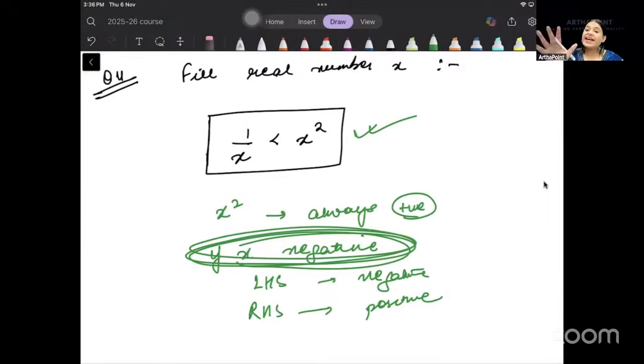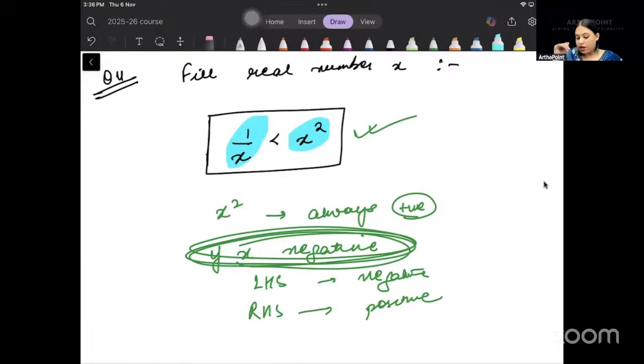If you take any x which is negative, then 1 by x will also be negative. The right hand side is x square. Square of a number will always be positive. And negative will always be less than positive, so it will always be satisfied. So there is no doubt in it. Is it clear?